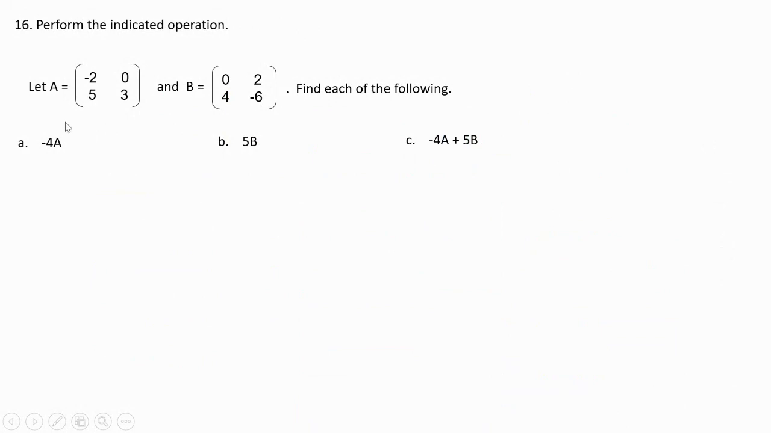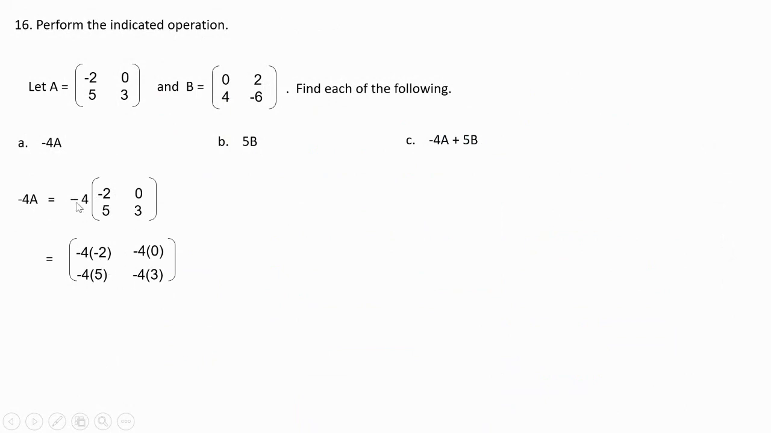Now, matrices. It says perform the indicated operation. So I want to find negative 4a, 5b, and negative 4a plus 5b. So this is called a scalar, right? And this is matrix A. So in other words, I'm going to multiply negative 4 times every element in matrix A, which would be negative 4 times negative 2, negative 4 times 0, negative 4 times 5, and negative 4 times 3.